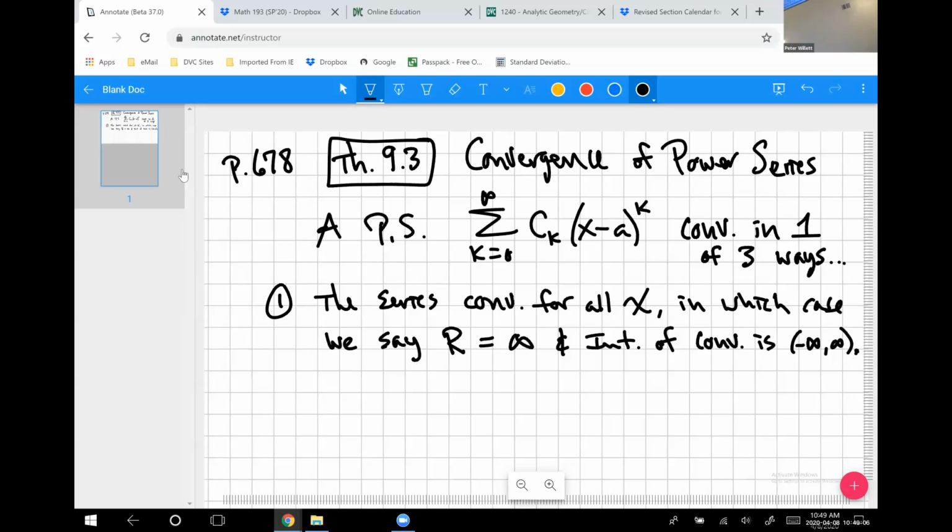So that's a possibility, and we just saw that with our example of x to the k over k factorial. The denominator of k factorial just becomes so big eventually that it causes the terms to shrink down to 0 very quickly and causes the series to settle on a value no matter what you plug in for x.